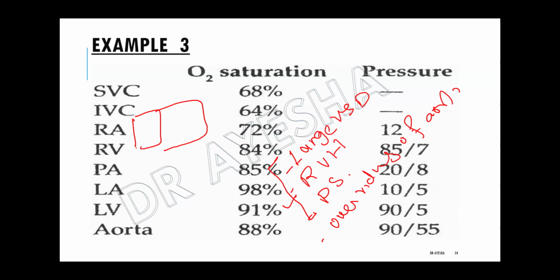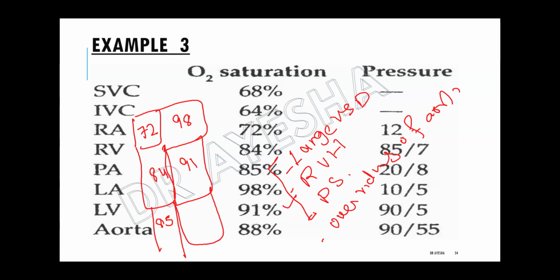See, I'm making the right atrium, right ventricle, left ventricle. What I told you, when I make the saturation, write 72 over here. In the right ventricle, there is a saturation of 84. And the pulmonary artery also has the same saturation. When we talk about the left side, over here it is 98, it is 91, and over here it is 88. Now first talk about the saturation, then we will go through the pressure because that will make it easy for you.